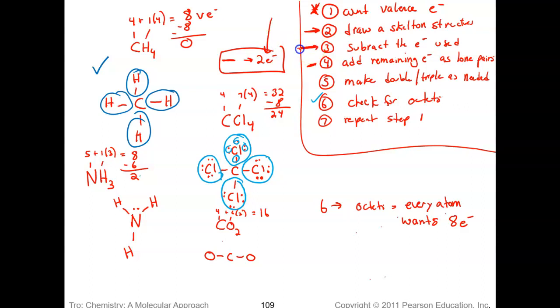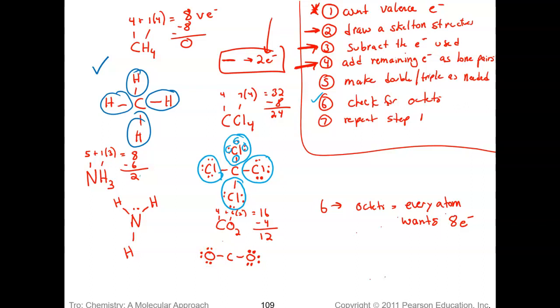Then step 3 subtracts our electrons. So we've used 4, which gives us 12 valence electrons. Step 4, add the remaining as lone pairs. Okay, so we have 12 electrons, which means 6 pairs, right? Now, here's a little trick that makes your life easier. Always add from the outside in. Okay, so 2, 4, 6. Now I'm going to go to the other outside. 8, 10, 12. Got it. Okay, I added my 12.